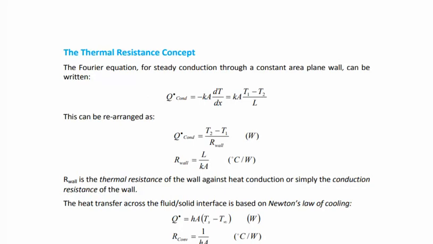The thermal resistance concept. If we are talking about the material, we will convert it into the electrical form, in the form of resistance. The Fourier equation for steady conduction through a constant area plane wall can be written as Q heat for conduction is equal to minus K dT by dx. That we know and have studied earlier, by which we can change the values to KA (T1 minus T2) by L.